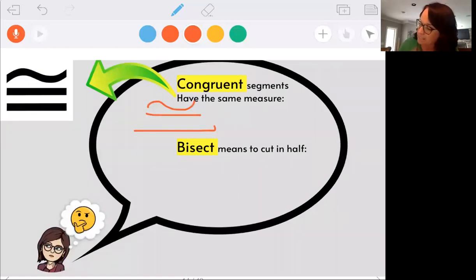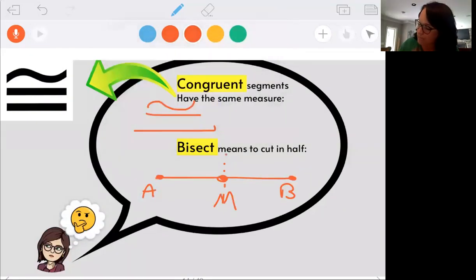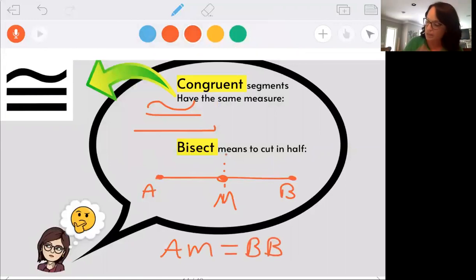So bisect means to be cut in half. If I bisect line AB, I'm going to cut it right through the middle, and I'll put an M for middle. I know that from A to M has to equal from M to B. Their measures are equal. Those numbers are the same.